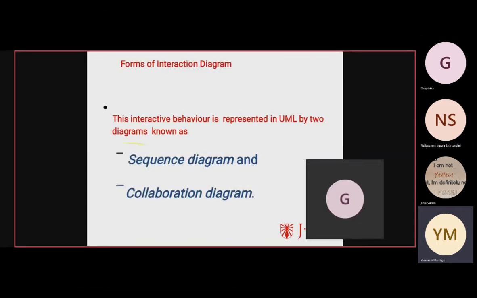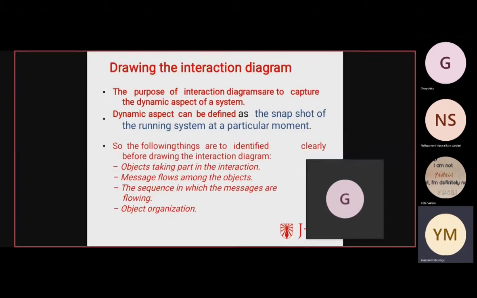The interactive behavior is represented in UML by two diagrams. One is the sequence diagram, another one is the collaboration diagram. Coming to the sequence diagram, what they define here is that the purpose of the interaction diagram is to capture the dynamic aspect of a system. Dynamic aspects can be defined as a snapshot of the running system at a particular moment.